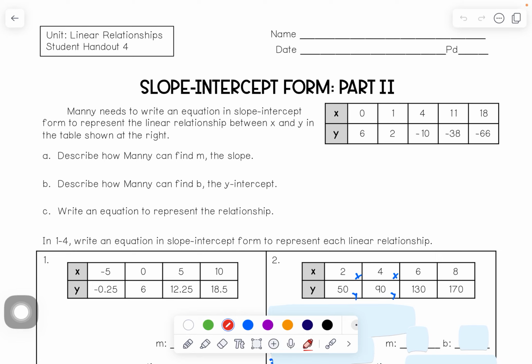All right, so here we are with lesson 4. Okay, introduction. Manny needs to write an equation in slope-intercept form to represent the linear relationship between x and y in the table shown at the right.